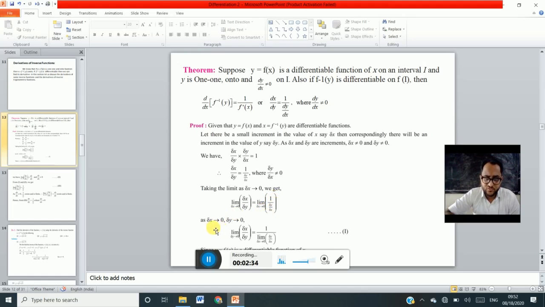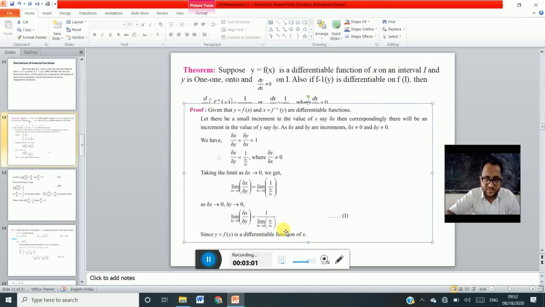Then we know that as del x tends to 0, del y also tends to 0, because we consider that both are small partial increments. So here we change the limit. It is del x tends to 0, but we convert it into del y tends to 0, so limit del y tends to 0, del x by del y equals 1 upon limit del x tends to 0, del y by del x.